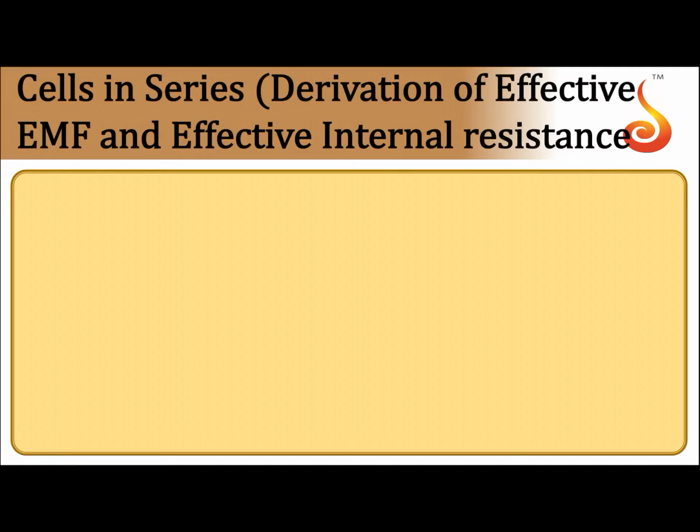Cells in series, derivation of effective EMF and effective internal resistance of two cells connected in series. Cells are said to be connected in series if they are connected end to end such that the same current flows through each cell. Current through each cell should be the same.